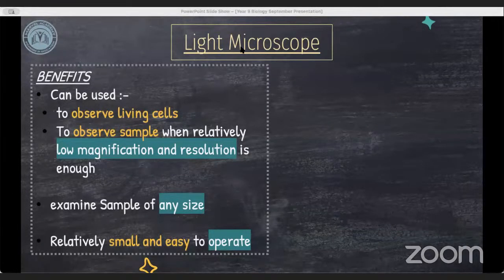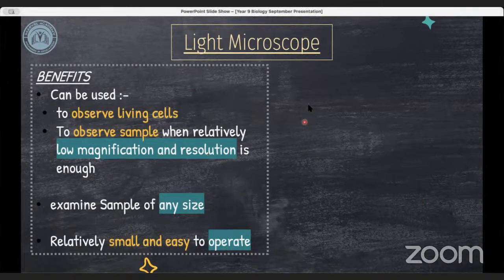Good. So children, speaking about this microscope, there are actually a lot of benefits as well as some disadvantages. So let's pay our attention towards the benefits. So we can observe living cells. Whatever the living cells, we can observe, right? Observe samples when relatively low magnification and resolution is enough. We can examine samples of any size, and also it is relatively small and easy to operate.